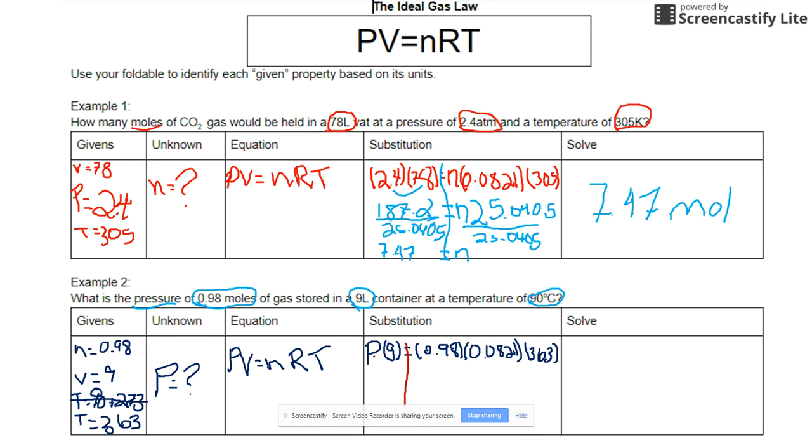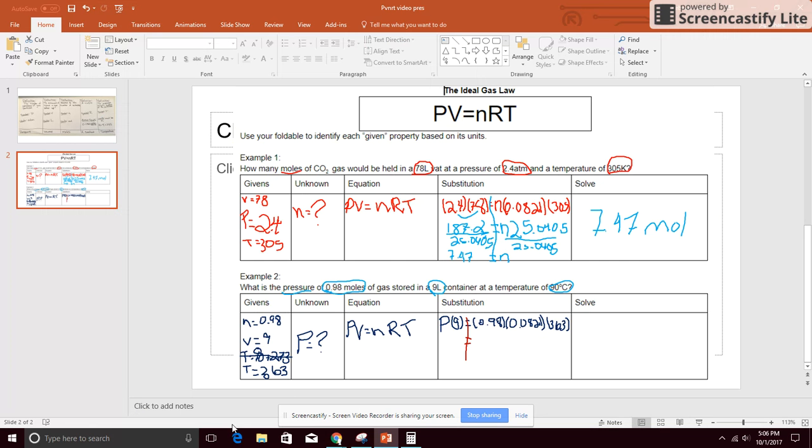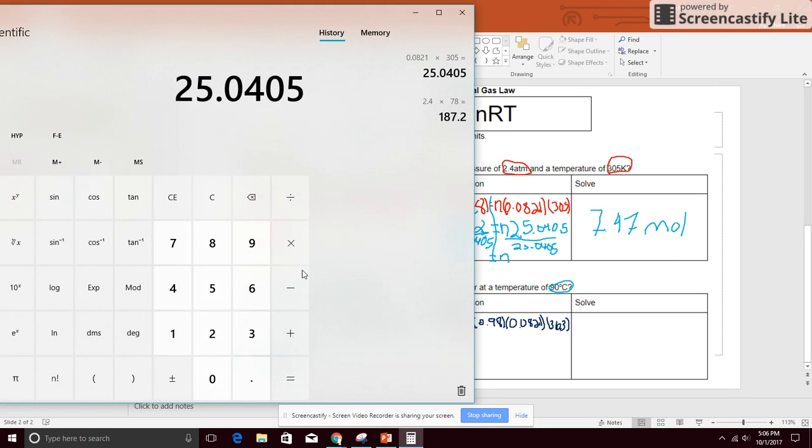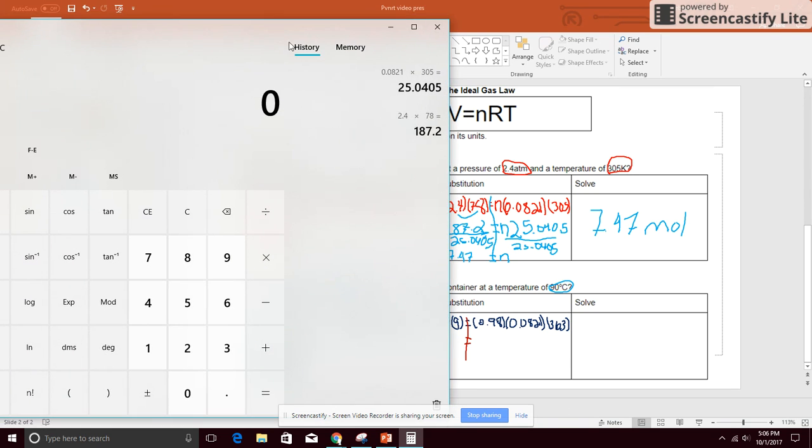I want to get P by itself. Right here, it's P times 9. So I know I'm probably eventually going to divide. But I've got all these numbers in a big long row over here. Numbers just next to each other always will mean multiply. So let me go ahead and multiply those out. And I'll actually show you on the calculator what I'm doing here. Okay, so I'm going to multiply everything after the equal sign because they're all numbers.